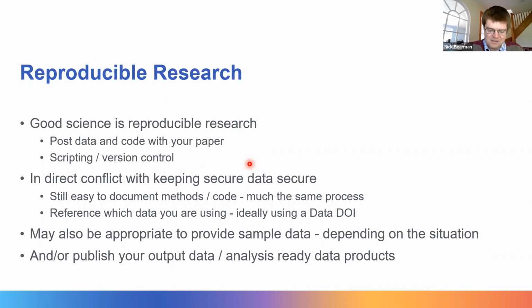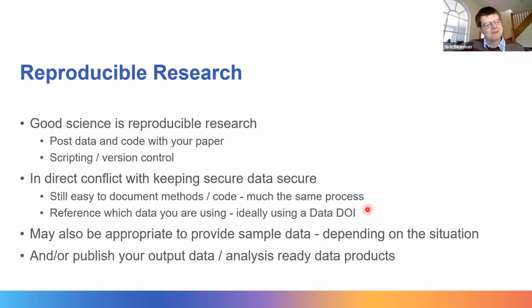And that is true. The secure data, you are only allowed to use it. You can't submit that to a journal. But there are a number of processes for managing this. So you can still document the methods and the code using much the same process, and that can be shared. And then you can reference exactly what data set you're using. The usual approach for this would be with a data DOI to say, okay, I'm using this particular data set, and possibly even a specific version of the data as well.